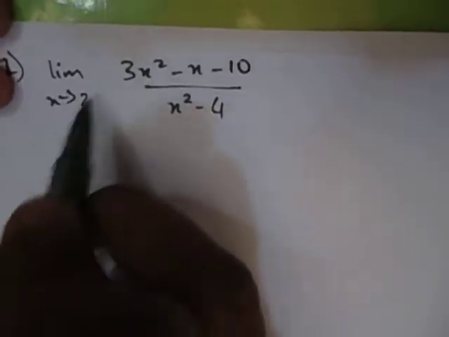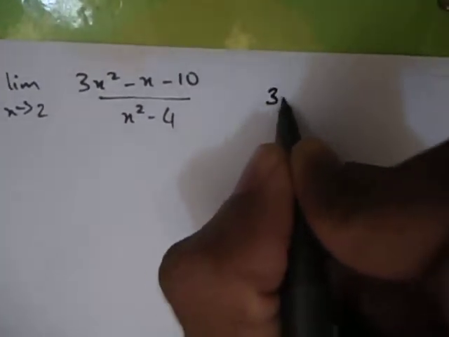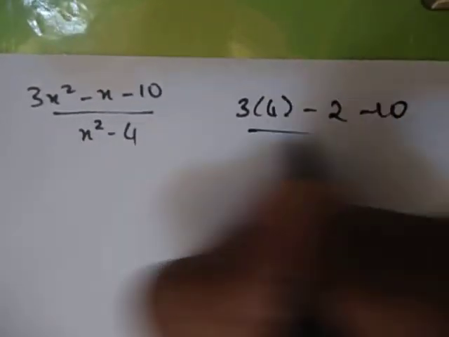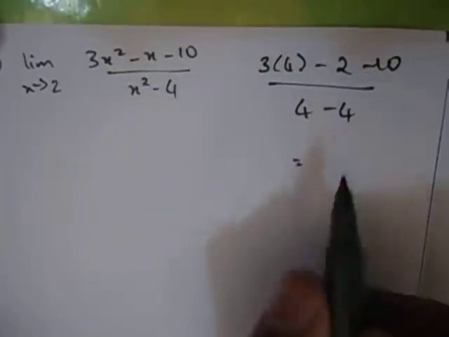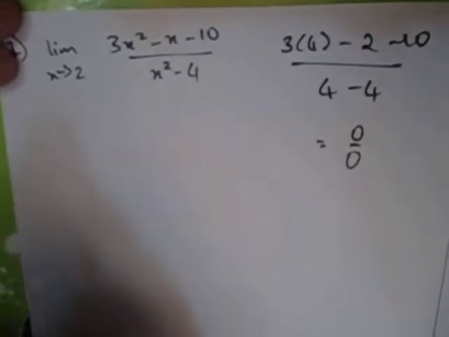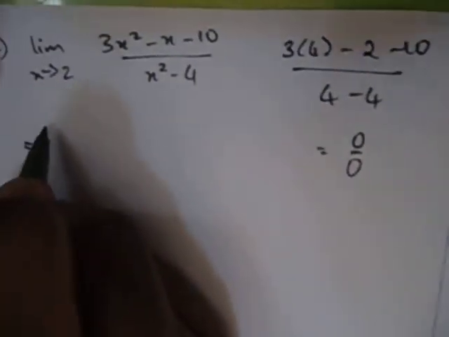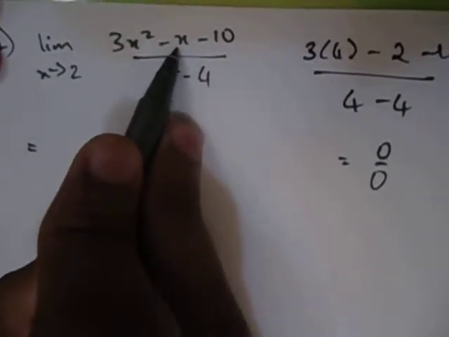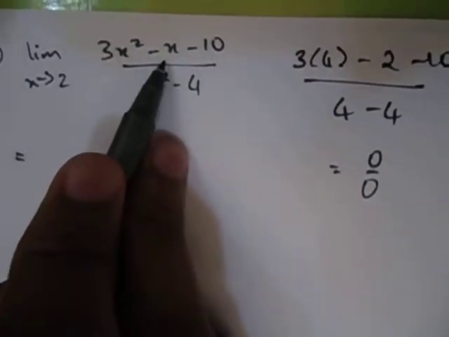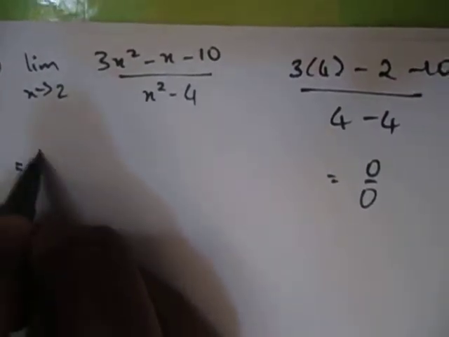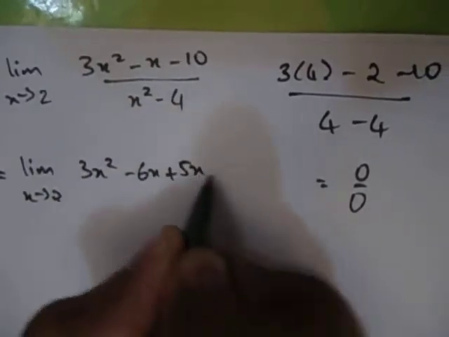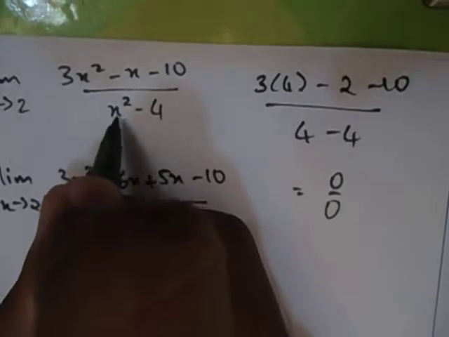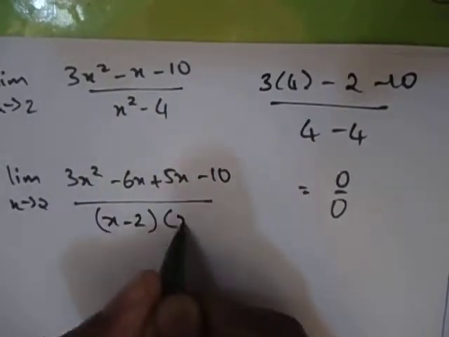Now in this, the same thing applies. When we substitute 2 here, we get 3 into 4 minus 2 minus 10 by 4 minus 4, which is equal to, this is 12 minus 12, 0 by 0. So let's use the factorization again. So we know this minus x can be split into minus x plus 5. So limit x tends to 2, 3x squared minus 6x plus 5x minus 10 by, this is the same as we did the last time, the factors are x minus 2 and x plus 2.